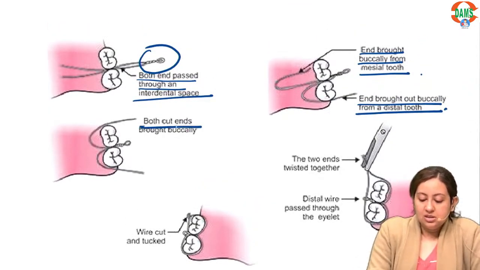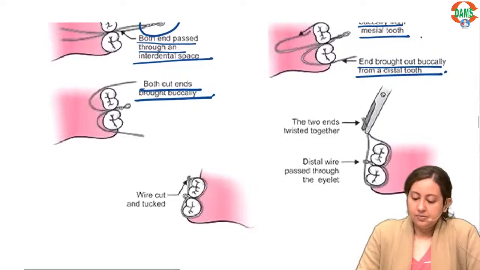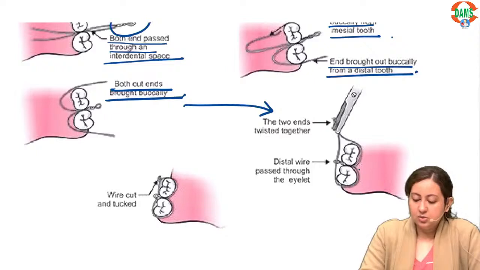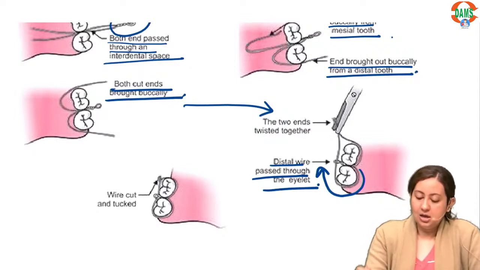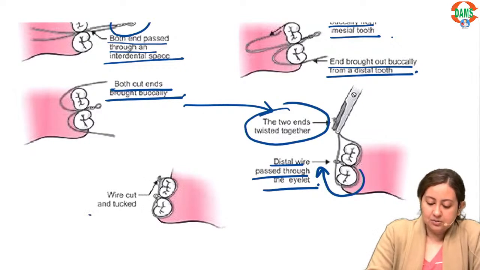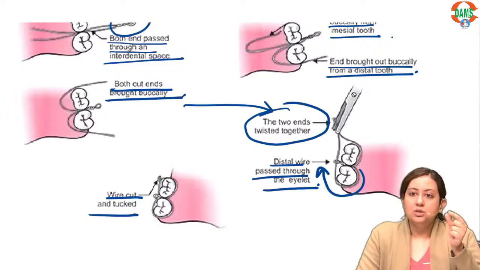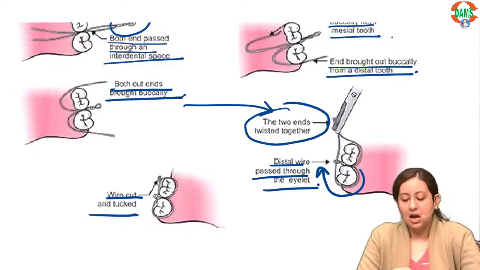So now the third step is, both ends are brought out buccally. And then after that, you come to this picture. The distal wire is passed through the eyelet. Only the distal wire, please remember, is passed through the eyelet. And then you tie the two ends together. The two ends are twisted together with the help of a wire twister. And the wire is cut and tucked. So you will see prominent round loops or eyelets. This is your Ivy eyelet wiring.